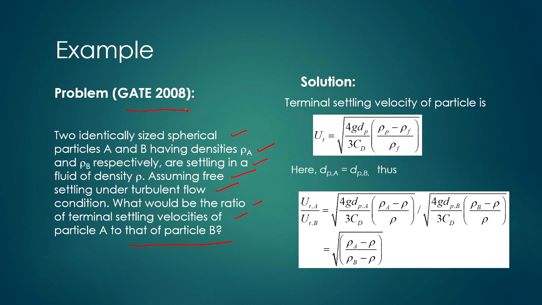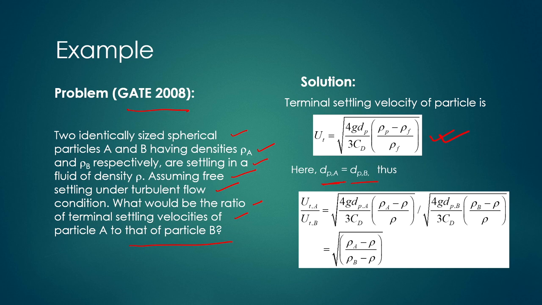In this case, the terminal velocity of a particle is, by definition, ut equal to root over 4 g d by 3 Cd into (rho p minus rho f) by rho f. Here the particle diameter for those two particles, A and B, is the same. So we can write dpa will be equal to dpb.